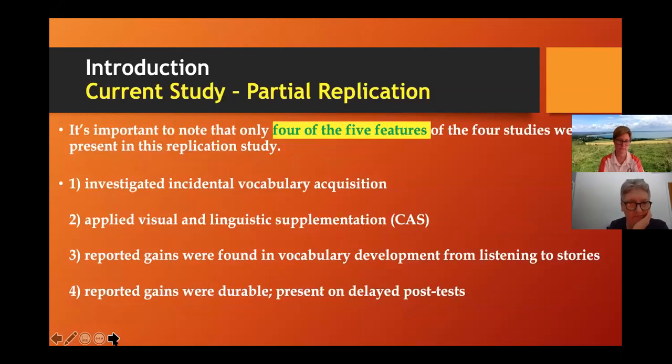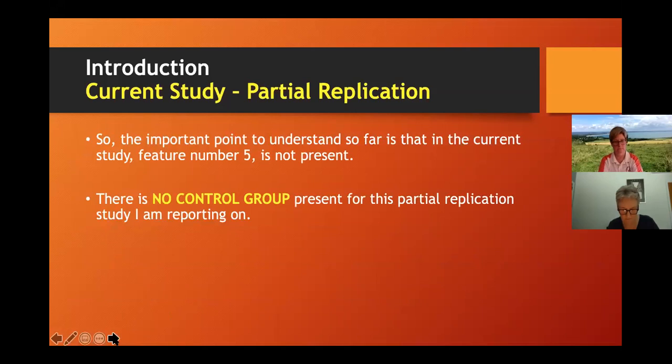So this study is only a partial replication of those four studies, because in this study that we did in Indonesia, it did investigate vocabulary acquisition through incidental vocabulary acquisition. It applied CAS, comprehension aiding supplementation, and it did report the gains were found in vocabulary development from listening to stories, and also that gains were durable, meaning gains were there on delayed post-tests. So it's important to know that there was no control group. There was just one single group that was receiving story listening.